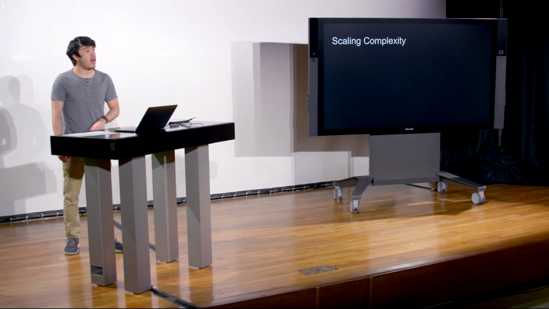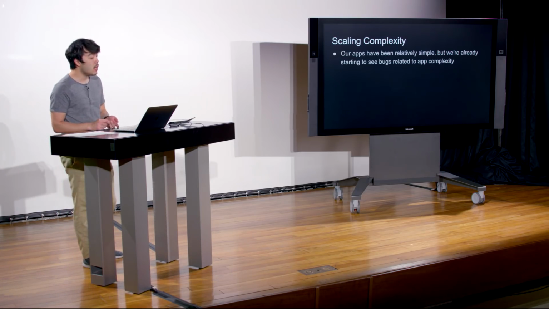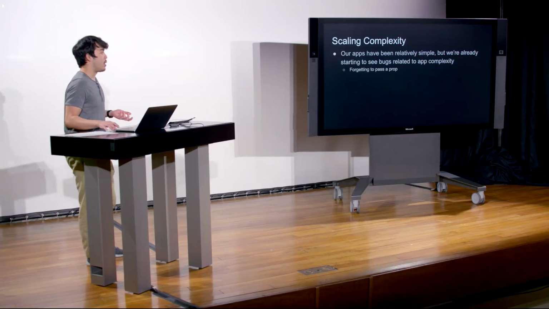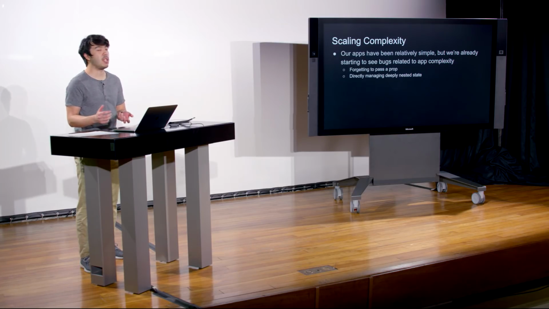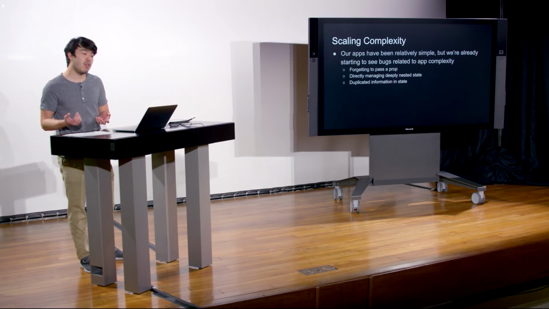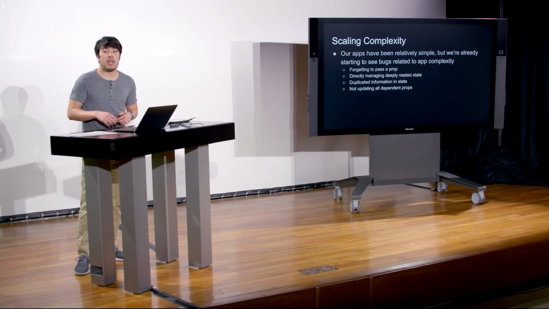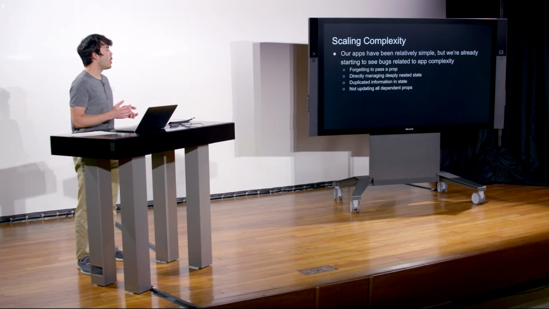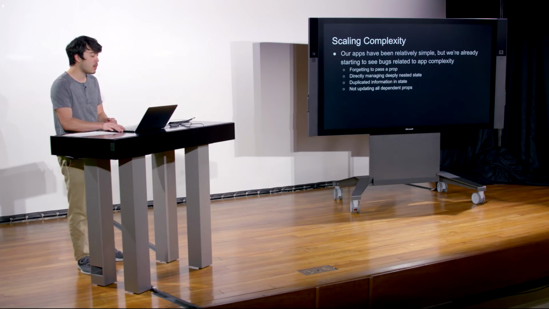So our applications, as we move throughout the class, are getting more and more complex, and now we're starting to run into some problems. Our apps thus far have been pretty simple, but we're already starting to see some bugs related to complexity. Namely, maybe we forget to pass a prop, or have some troubles directly managing some state that's possibly deeply nested. With more complicated state, we might be starting to duplicate some information in that state object. Or maybe with that duplicated information, when we update one of the props, maybe we forget to update another prop or a bunch of the other dependent props.